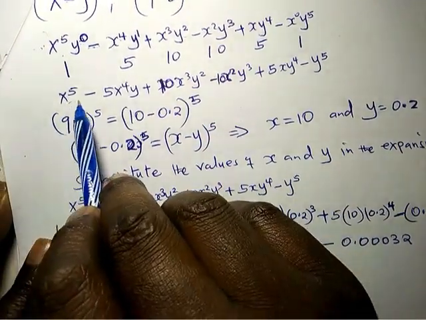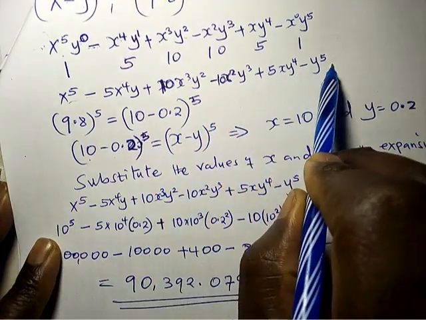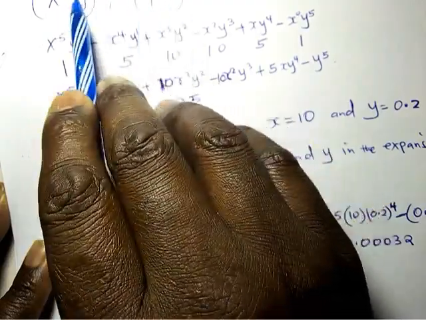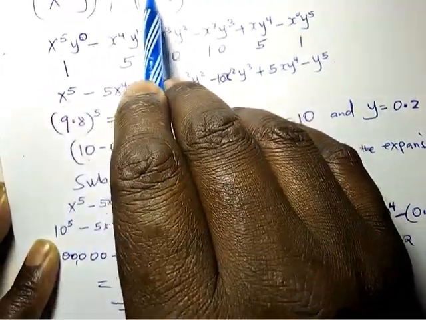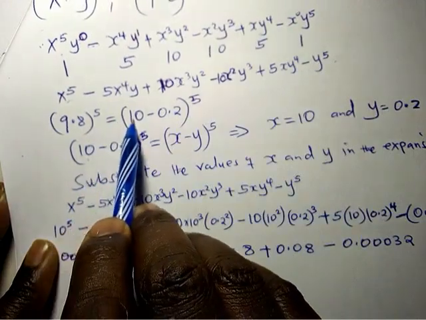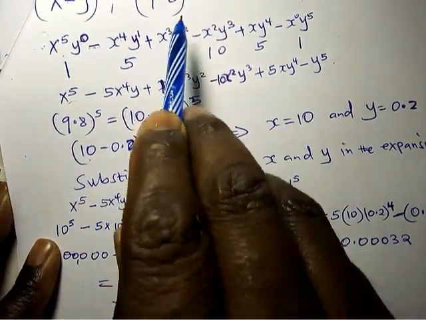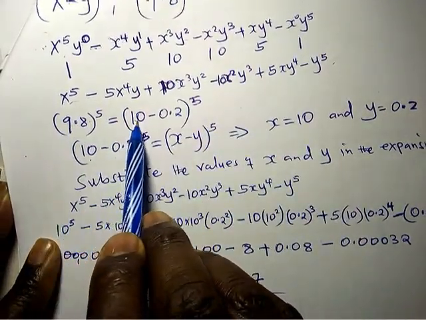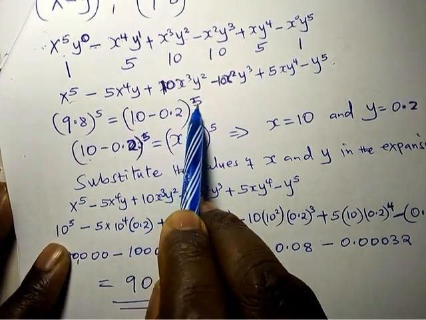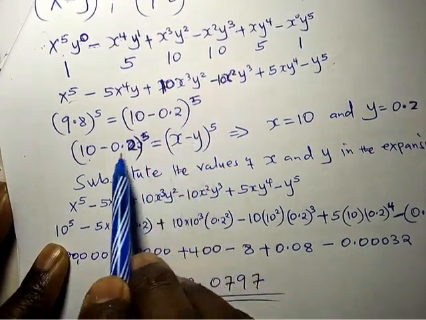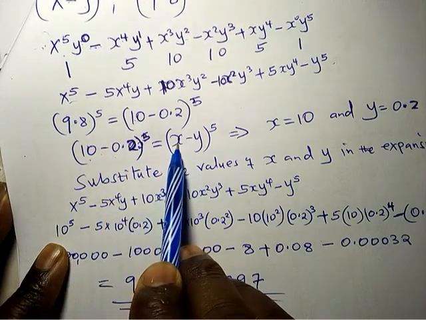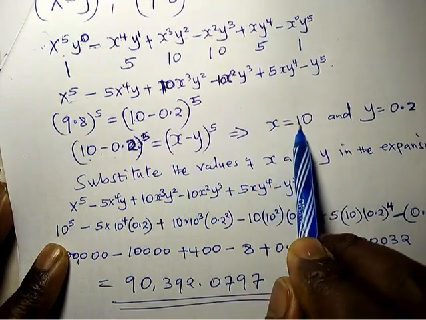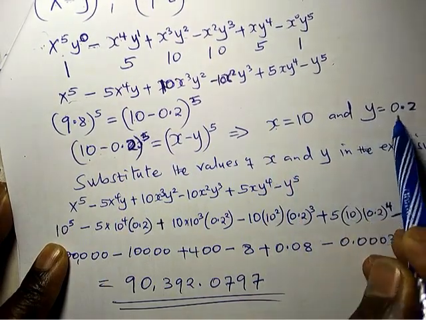So finally we will have this expansion like this. So here 9.8, how else can you write this 9.8 in these terms? 9.8 means it is 10 minus 0.2. That's when it would give us 9.8. So this one is exactly 10 minus 0.2 raised to power 5. So now we compare this and this. So it means x is 10, negative y is equal to negative 0.2. So x is equal to 10, y is equal to 0.2.